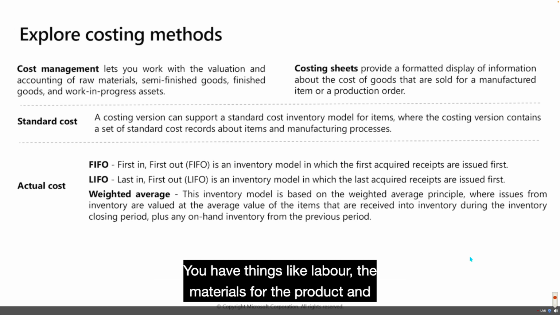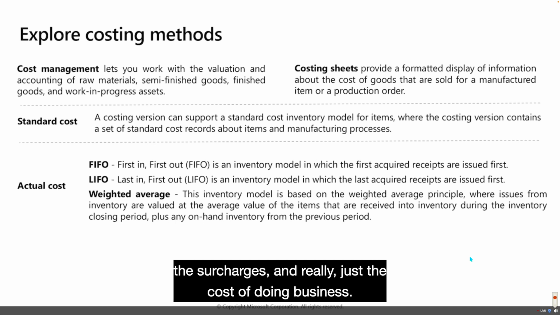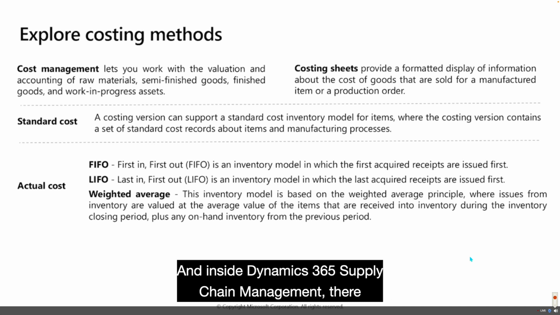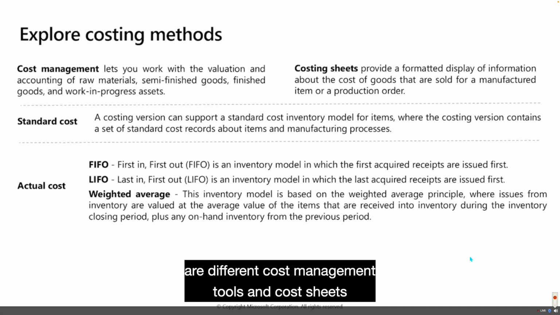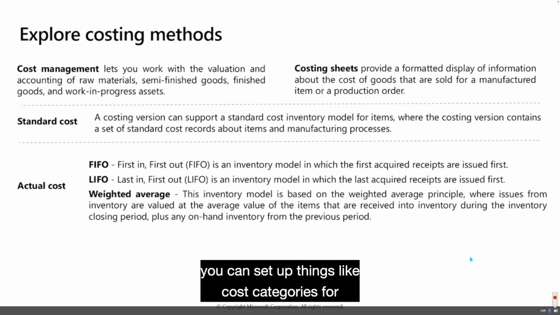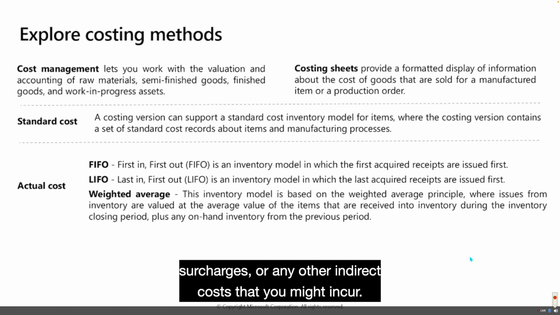You have things like labour, the materials for the product, and the surcharges, and really just the cost of doing business. And inside Dynamics 365 Supply Chain Management, there are different cost management tools and cost sheets that can help you calculate the cost of production. So you can include things like material consumption, or you can set up things like cost categories for surcharges, or any other indirect costs that you might incur.